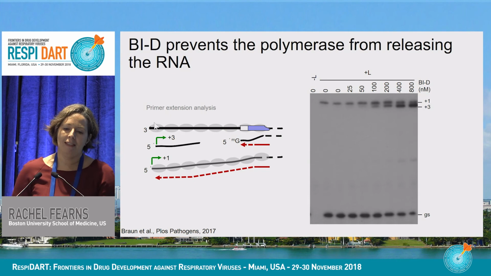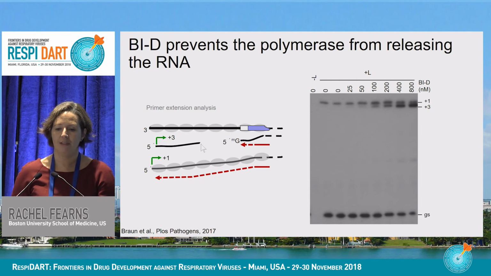So as I said, transcription initiates at position 3, and the first thing the polymerase makes is a short 25 nucleotide transcript. And then it reinitiates RNA synthesis at the start of the first gene. And what we found was that in the presence of BID, this transcript got elongated, and the polymerase then couldn't initiate so efficiently here. And you can see this here in the primer extension analysis.